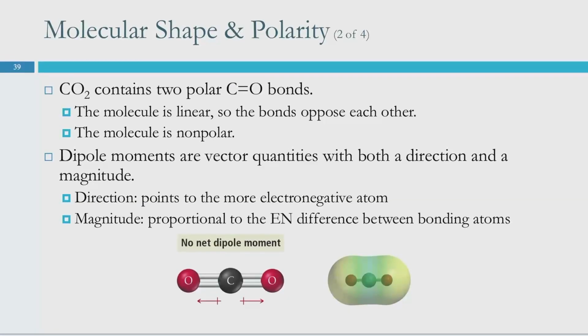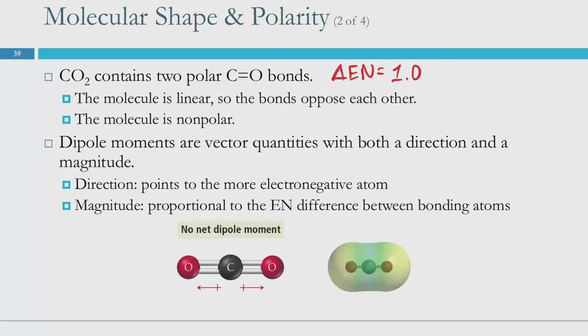One example of these canceling out is CO2. CO2 contains 2 polar CO bonds. I believe the difference in electronegativity here is 1.0. Carbon is 2.5, oxygen is 3.5. However, the molecule is linear, so these arrows are going in opposite directions with the same polarity, the same bond strength and difference in electronegativity, so they completely cancel each other out. And so this is actually non-polar because those arrows cancel each other out.